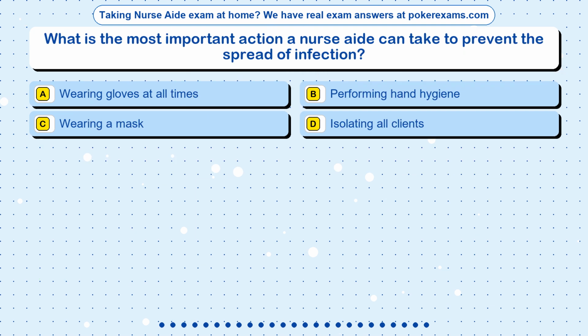Question 15. What is the most important action a nurse aide can take to prevent the spread of infection? Option A. Wearing gloves at all times. Option B. Performing hand hygiene. Option C. Wearing a mask. Option D. Isolating all clients.